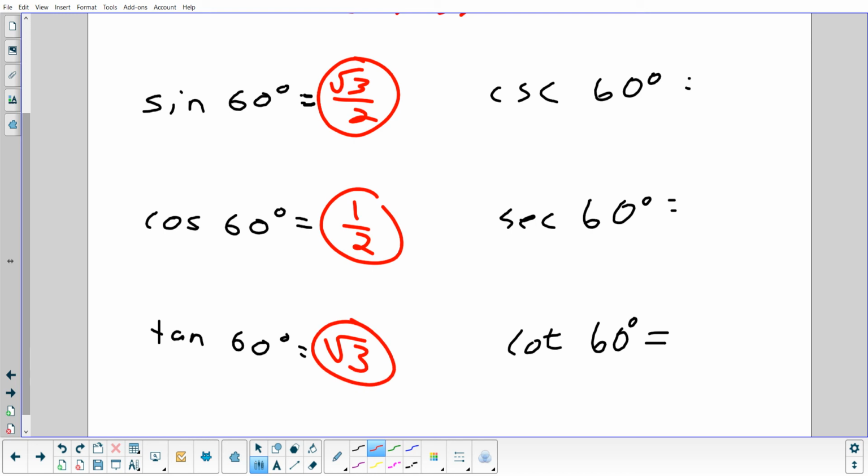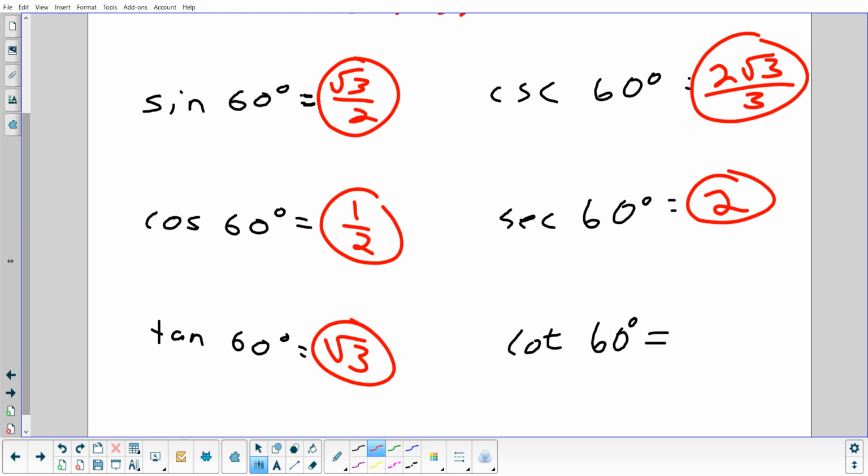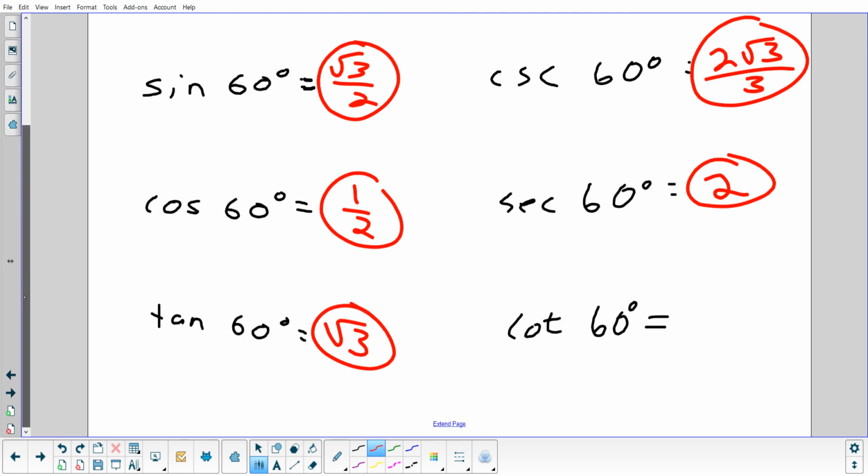Perfect. Haley, what's my cosecant? I got 2 square root of 3 over 3. Yep, that's perfect. The secant, that's a quick one, you just get 2. And how about Tyler, what's my cotangent? Square root of 3 over 3. Good, square root of 3 over 3.